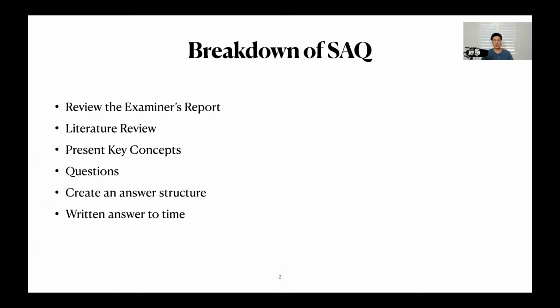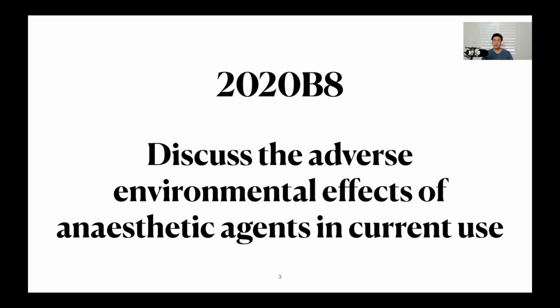So for those who are new here, the way we're going to break down the short answer question is we're going to go through the exams report. And then after that, I will go through the key literature which the question is based from, present key concepts, answer any questions you may have, and then we're going to create an answer structure and write an answer to time. Now, this is the 2020 question 8 paper in the second half of the year, which is: discuss the adverse environmental effects of anaesthetic agents in current use.